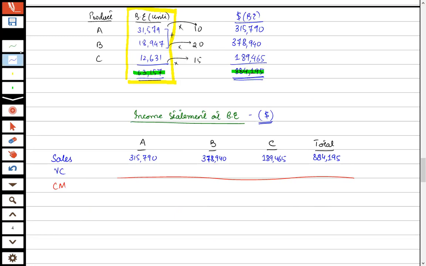So the variable cost of product A would be 221,053. Isn't it? Yes. Then the variable cost of product B would be 284,205. Isn't it? Yes. And then 138,941.